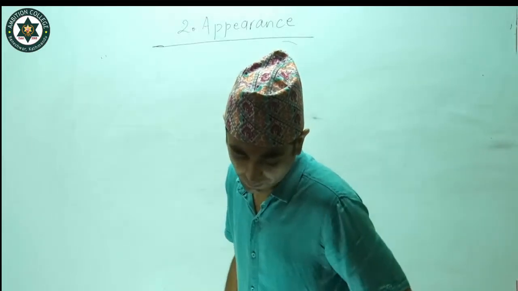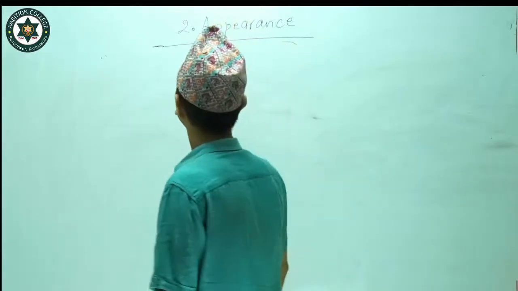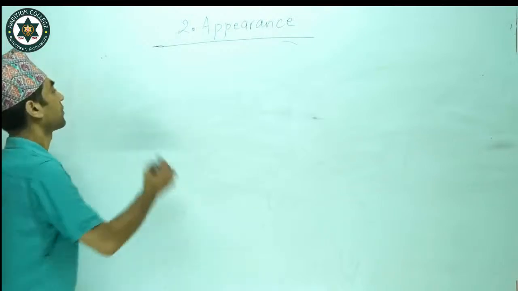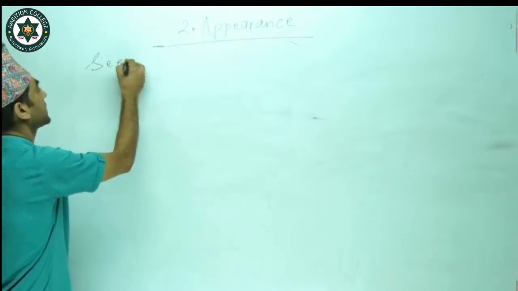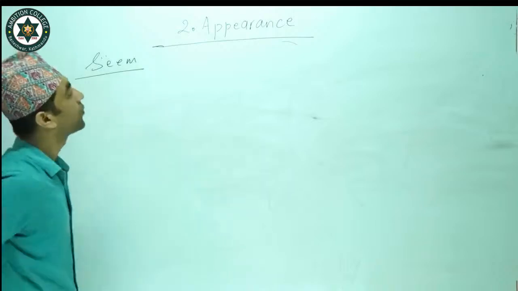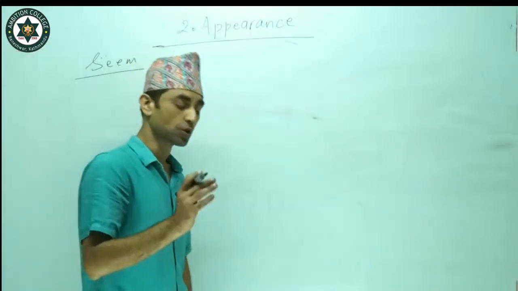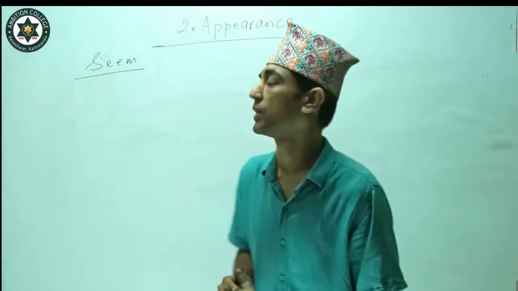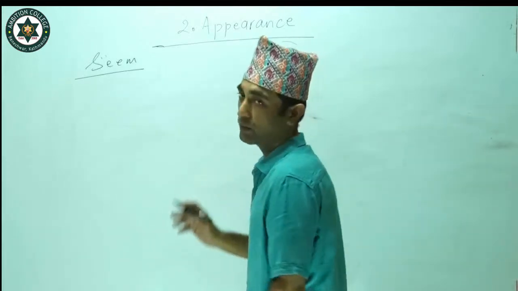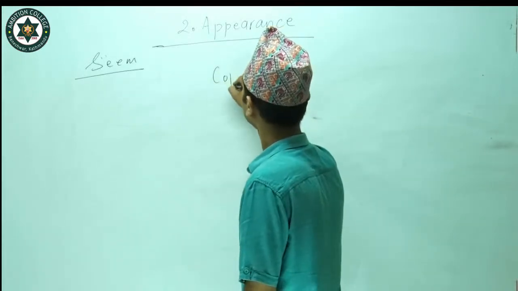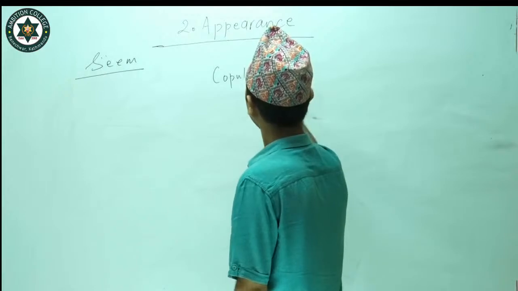Beside this, to talk about the appearance, we have another copular verb, that is seem. And before getting into the appearance, sorry, I should have started with the copular verb. But now let's understand what is a copular verb.